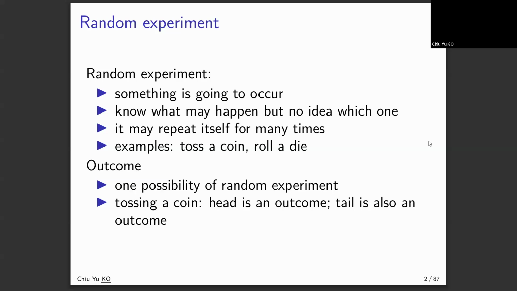The second is outcome. As I said, an outcome is the thing that comes out from an experiment. An example is tossing a coin: head is an outcome, tail is an outcome. Rolling a die of 6 faces, the numbers 1 up to 6 are all outcomes. Each of them is an outcome.